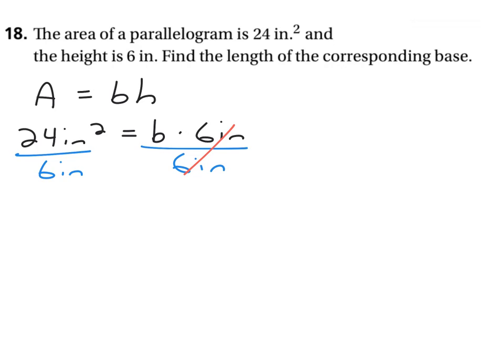And what do we get as a result? Well, on the right-hand side, we get B. And on the left-hand side, we do 24 divided by 6 is 4. And inches squared divided by inches is inches. And we find out that the length of the corresponding base is 4 inches.